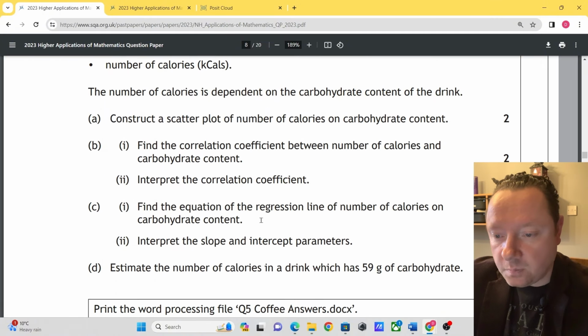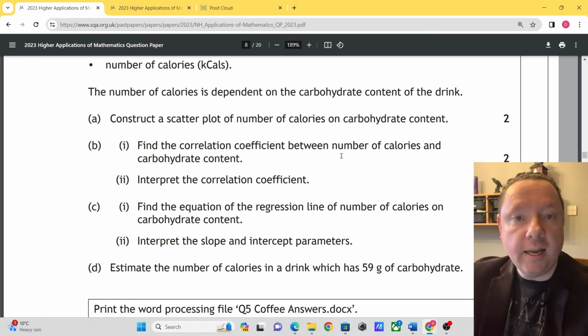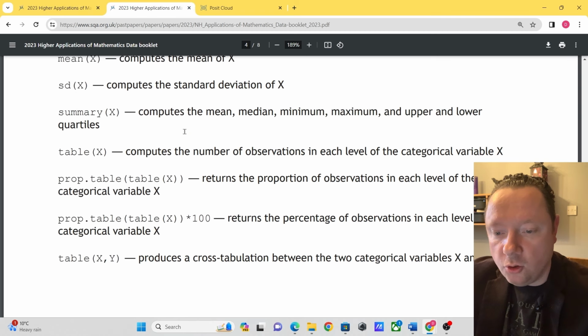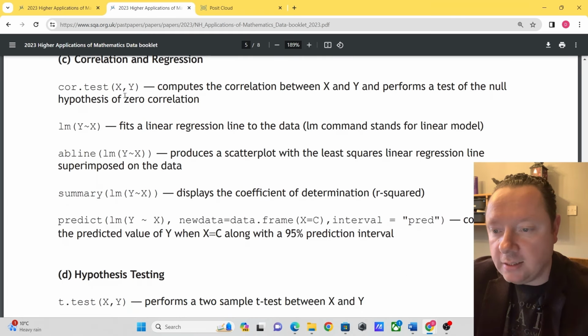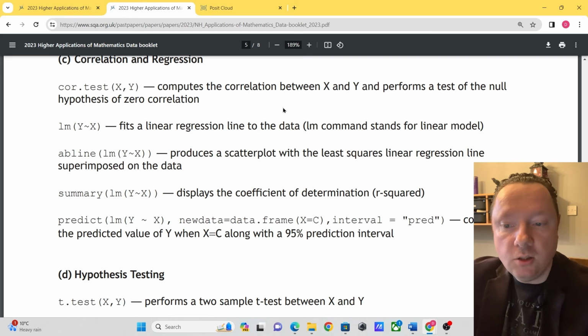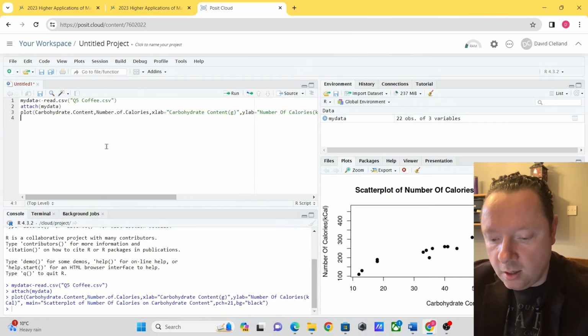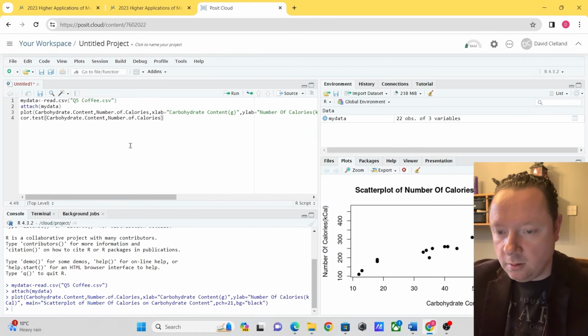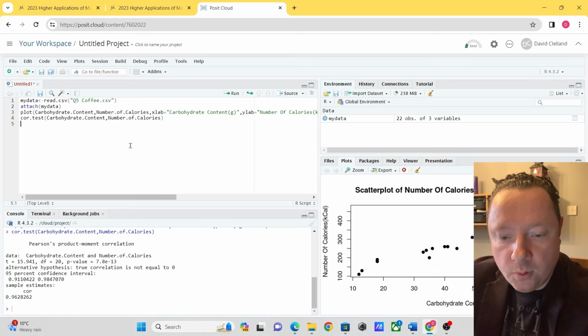Part B. Find the correlation coefficient between the number of calories and carbohydrate content. And the data booklet is helpful for anything like this. Back to the data booklet, down to correlation and regression. The cor.test tells you the correlation coefficient. So it's cor.test xy, nice and simple there. So back into here, cor.test, x is carbohydrate content. So carbohydrate content, comma, number of calories. Control Enter. And we get an output.